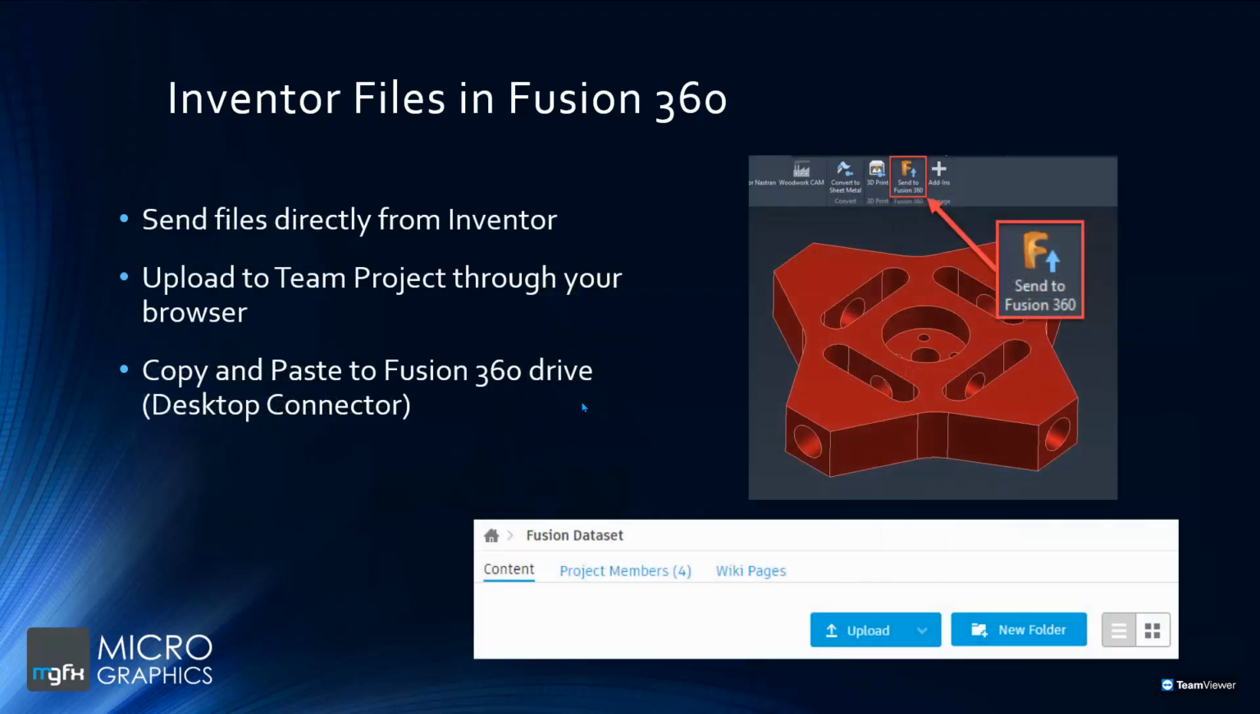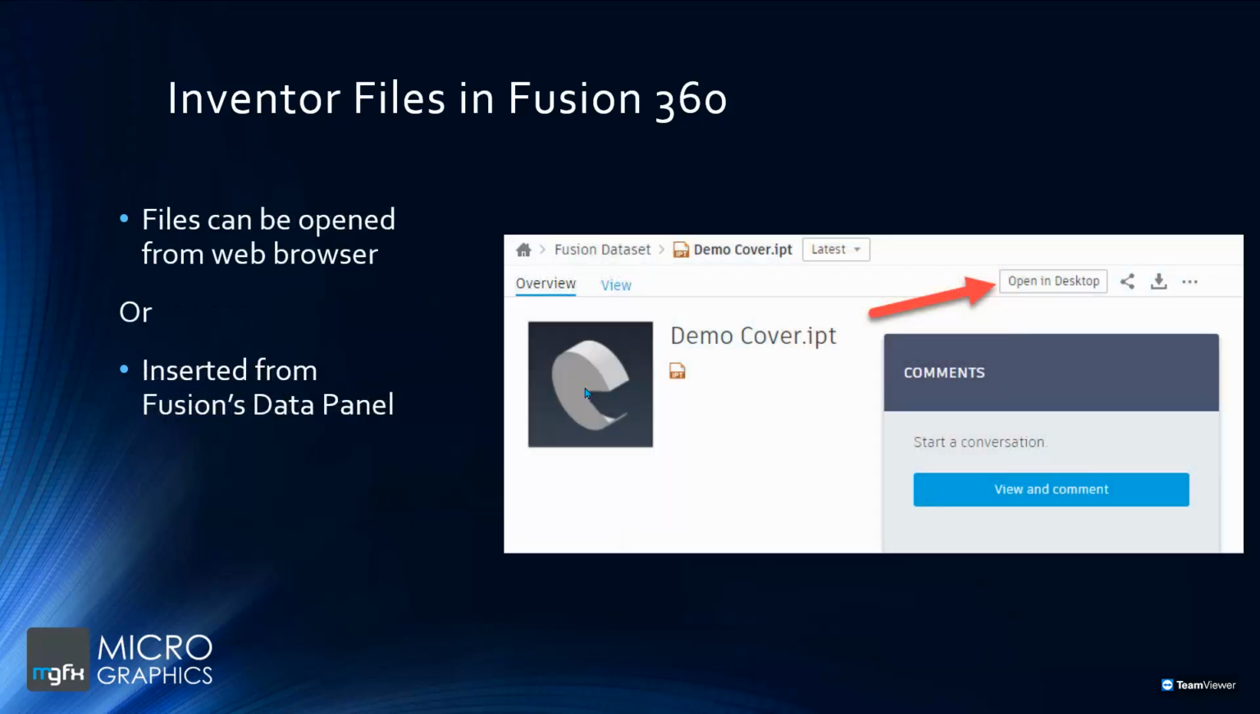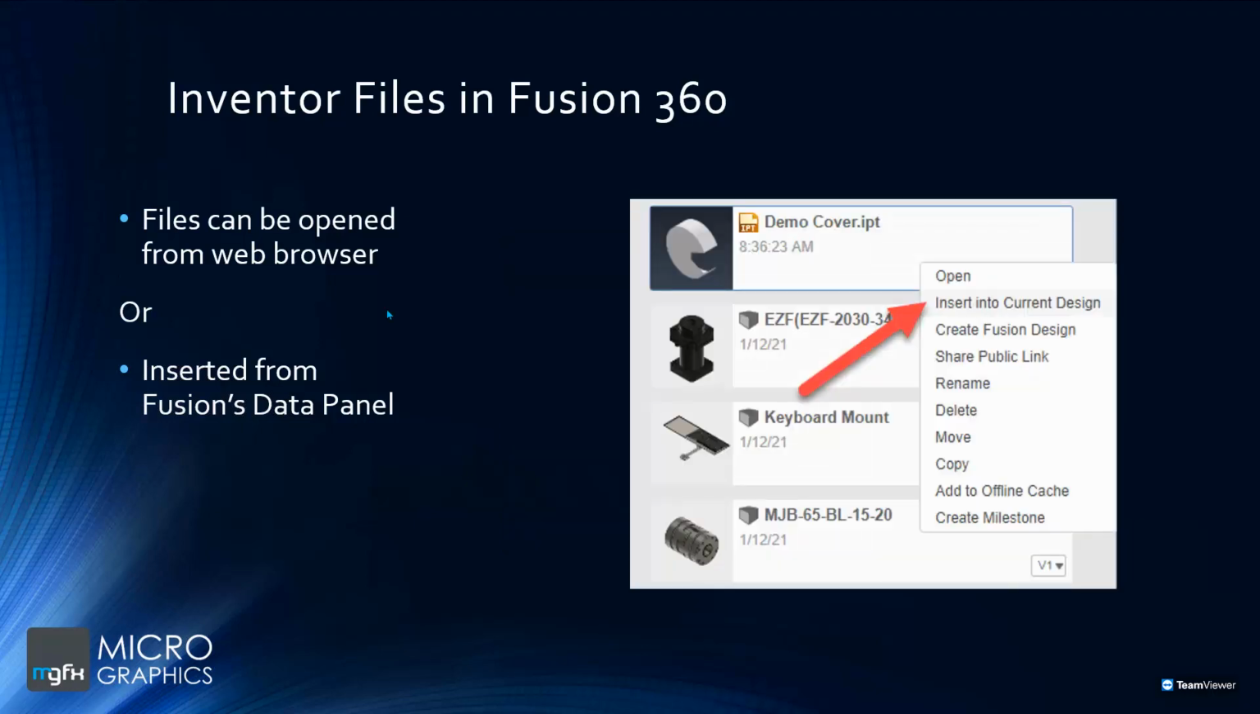So if I go back to the previous slide, this would be how to get the file into the Team Hub, into the project on the Team Hub. And the next slide here, how to then open that file in Fusion. So we can see this image shows it from the web browser. We can use the Open in Desktop app to open it in Fusion, or the next image here from the Fusion data panel, you can right click on that Inventor part and choose Insert into Current Design.